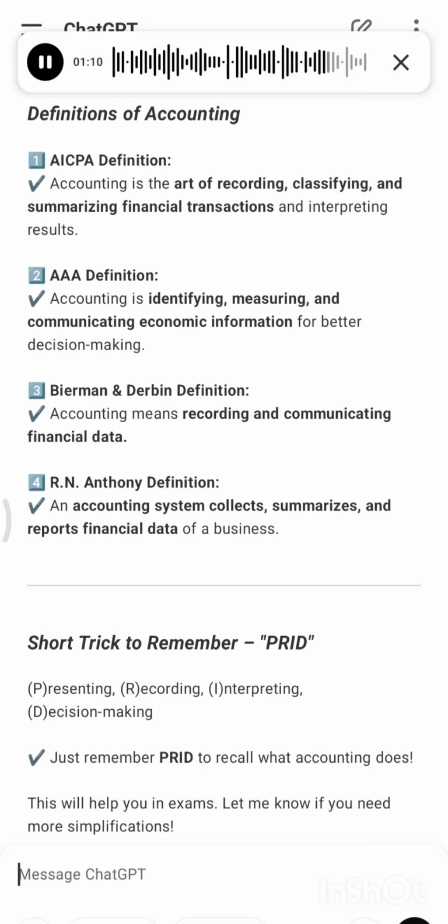Short trick to remember: presenting, recording, interpreting, decision-making. Just remember PRID to recall what accounting does.